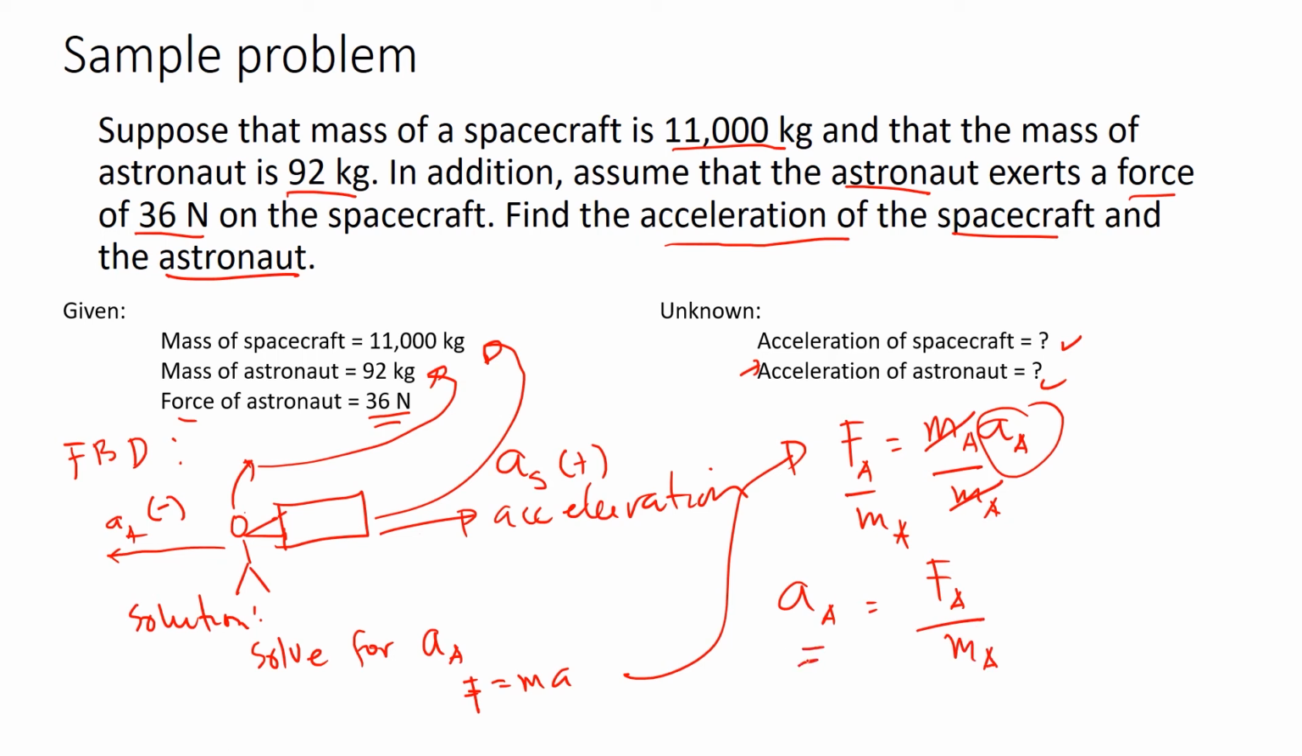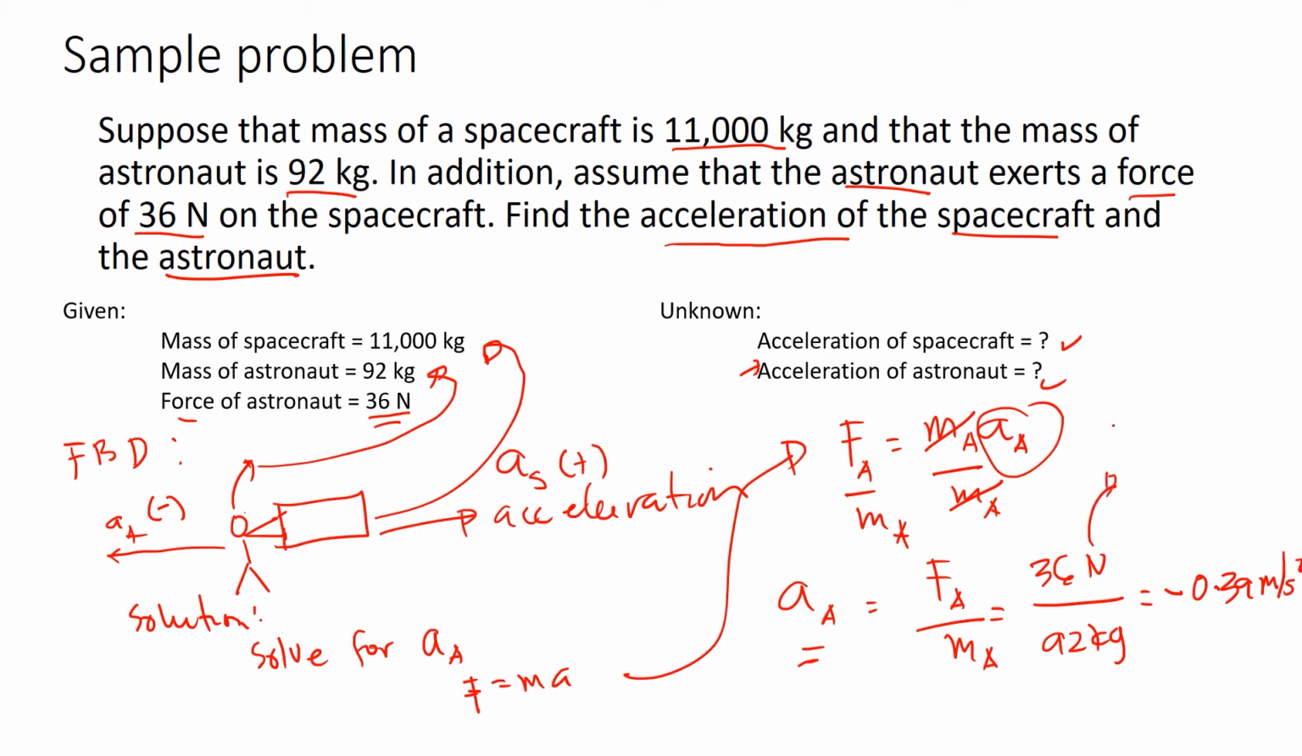So we are now tasked to find the acceleration of the astronaut, which is now in this form. So we can substitute the available values that we have here. So the force of the astronaut is 36 newtons, and the mass of the astronaut is 92 kilograms. So this is equal to 36 newtons divided by 92 kilograms, which is equal to negative 0.39 meters per second squared.